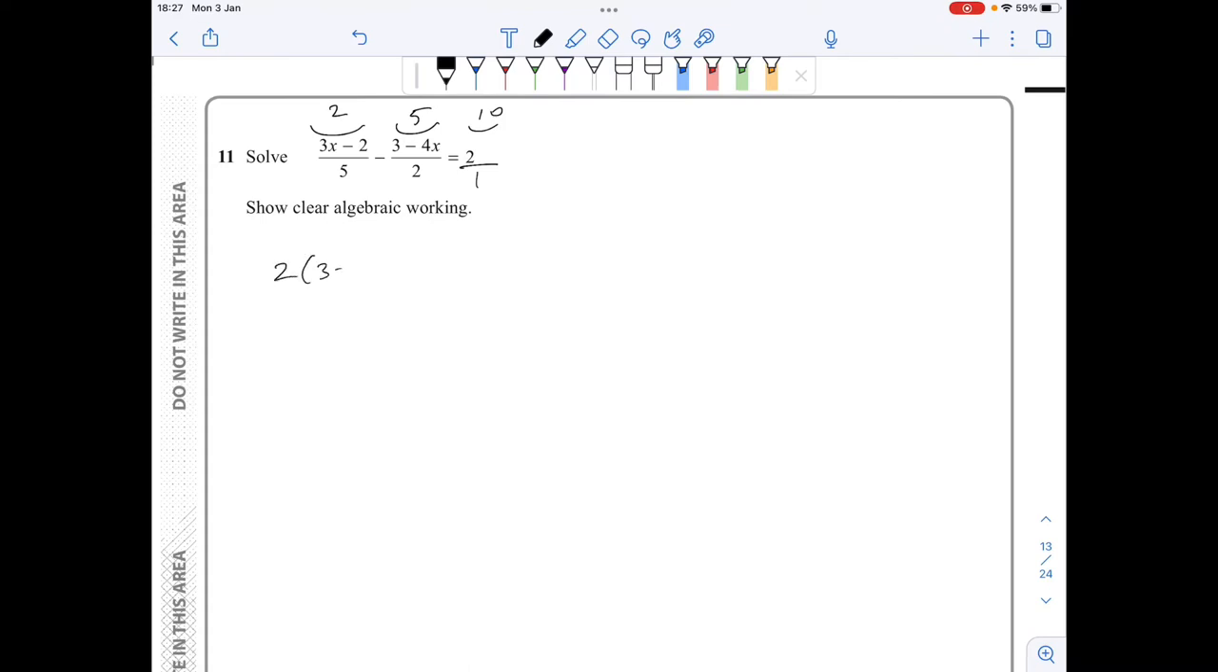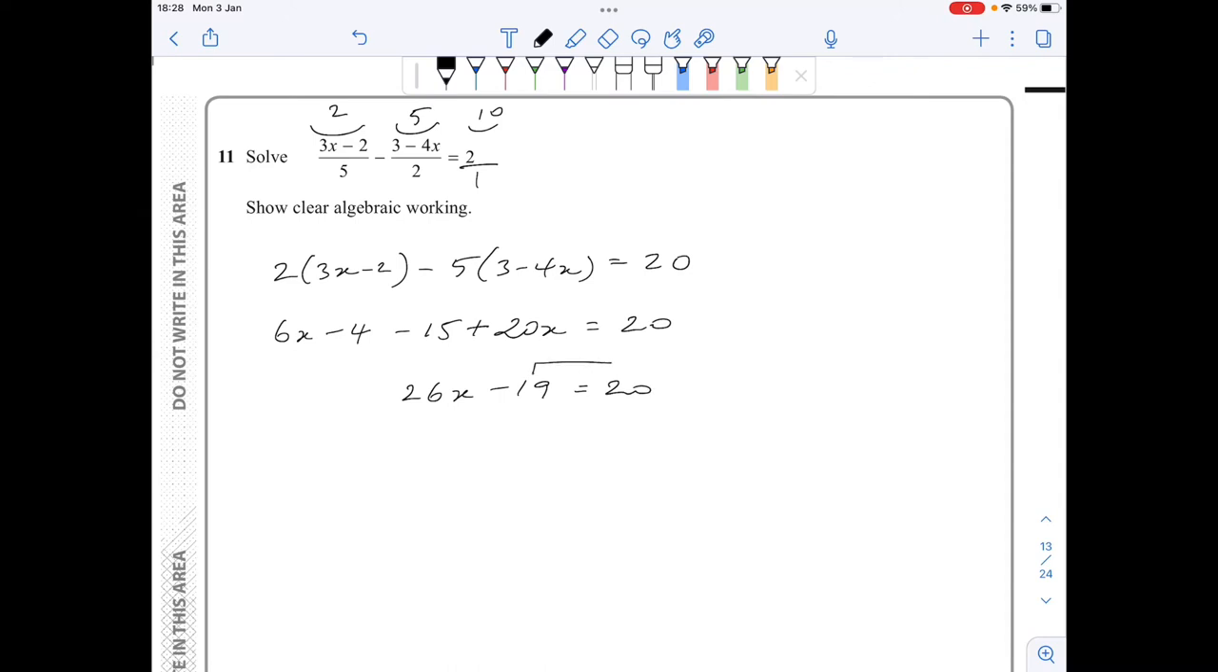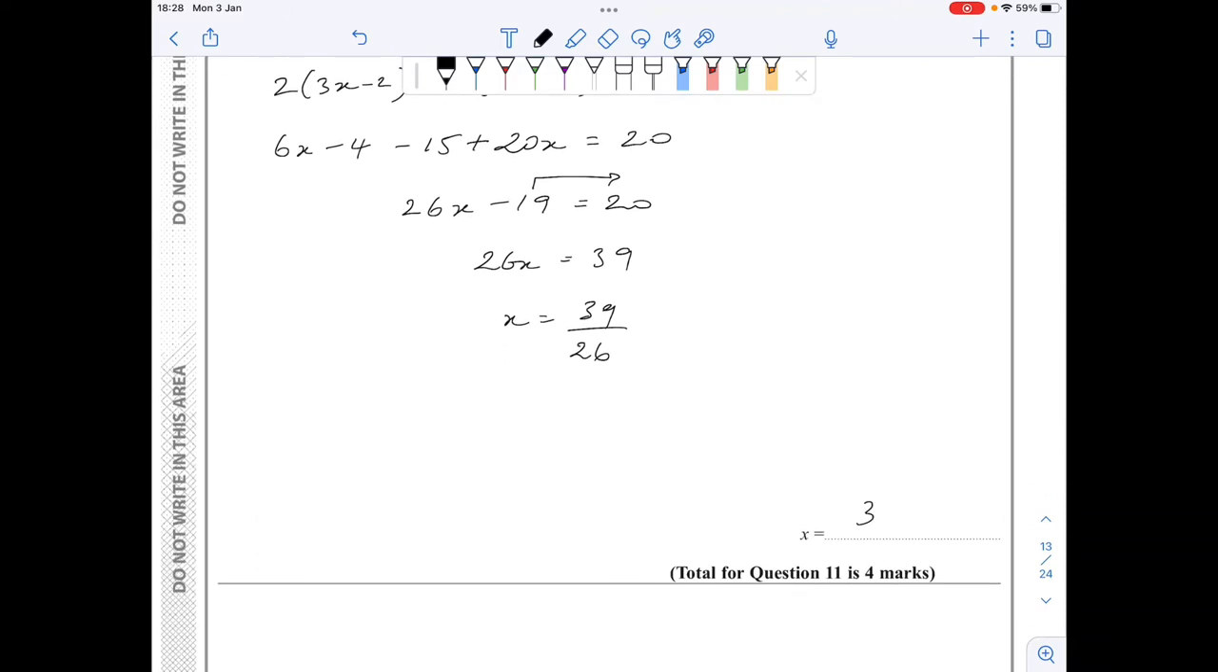So I have 3x minus 2 minus 5, 3 minus 4x equals 20. I will expand 6x minus 4 minus 15, and be careful now, minus times a minus gives me plus 20x is equal to 20. So I've got 26x minus 19 is equal to 20. Let's take the 19 to the other side. 26x is equal to 39. So x is 39 over 26, which simplifies to 3 over 2 or 1.5.